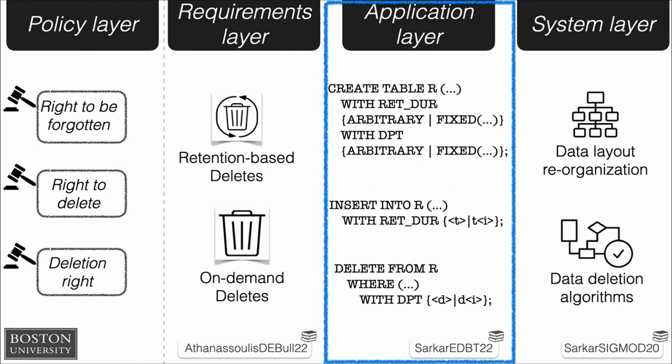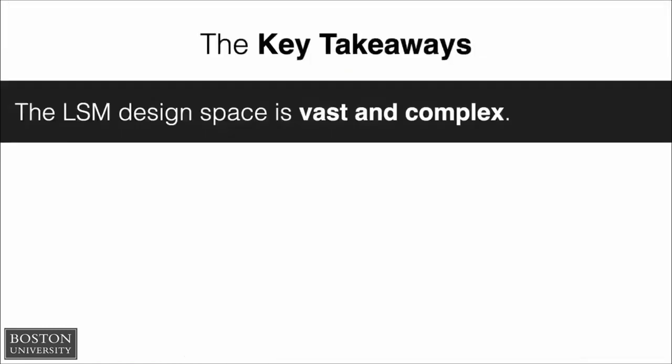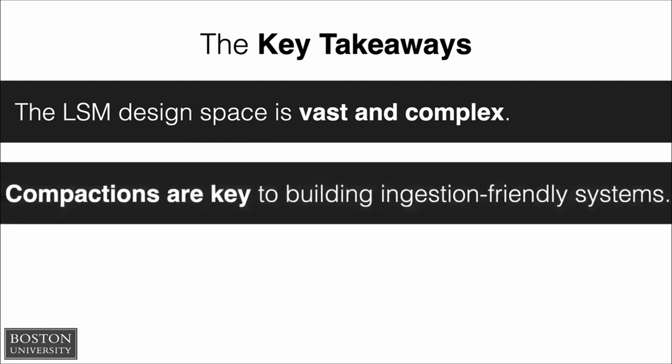So essentially, we're getting towards the end of the tutorial. So I would like to take the opportunity to summarize a few high-level concepts that we discussed today. I think one thing that is very clear is that the LSM design space is vast. There is a lot of tuning that needs to be done. There are a lot of different designs that we can actually utilize. And also compactions are very important to any performance metric, but also to optimize for ingestion-friendly systems.